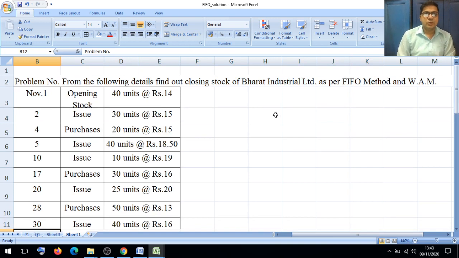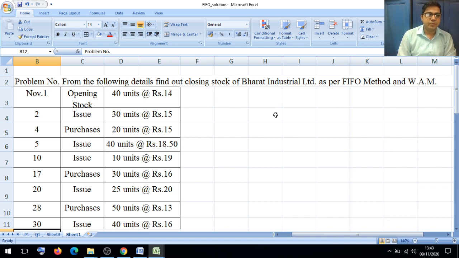See the question. From the following details, find out the closing stock of Bharat Industries Limited as per the FIFO method and weighted average method. 1st November opening stock 40 units at the rate rupees 14. 2nd November issue 30 units at the rate rupees 15. 4th November purchases 20 units at the rate rupees 15. 5th November issue 40 units at the rate rupees 18.50.